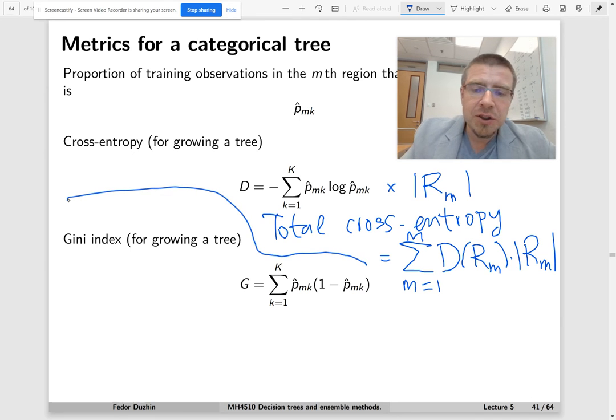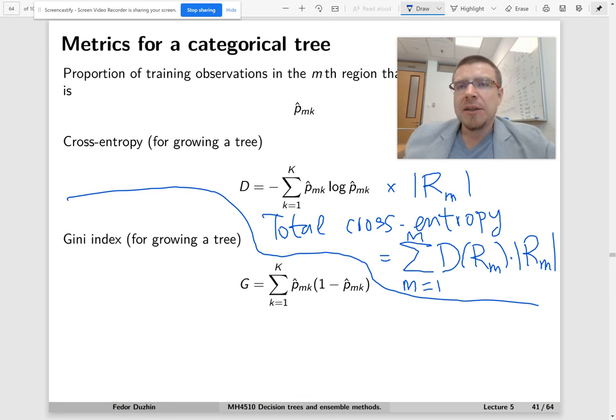Now, so what is this Gini index? So the Gini index is actually very similar to this cross entropy. It's just that the cross entropy is motivated by the fact that this is the maximum likelihood for a logistic regression. But here we do not have a logistic regression, so we have a categorical tree instead. And the question is, so why bother with logarithms if we can make it simpler, so to say?